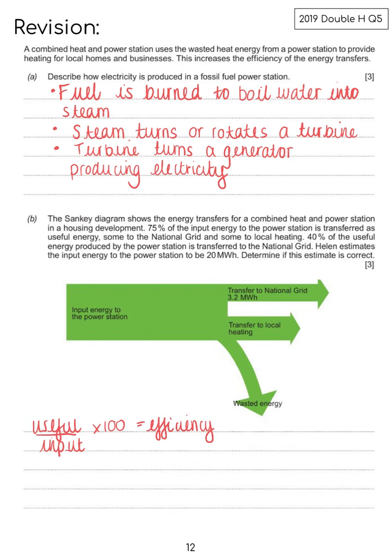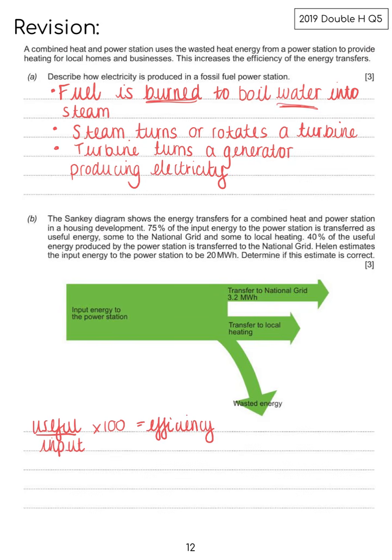So for our revision question, first part is asking describe how electricity is produced in a fossil fuel station. You've got to be really specific with the words you use here. So you've got to say the fuel is burned, that's an important word to get the mark, to boil water into steam. It's not smoke that powers our turbine, it is water and steam. The steam turns and rotates a turbine, and the turbine turns a generator which produces the electricity.